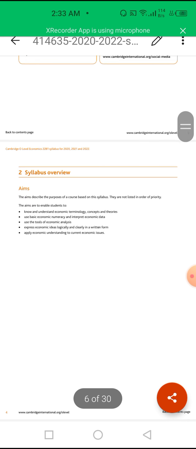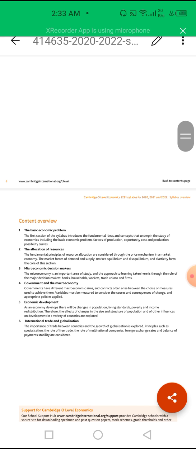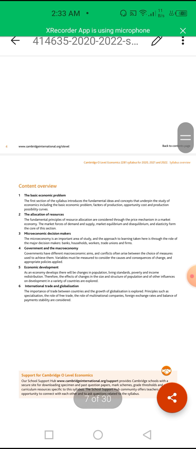Okay, and now if I proceed further, what are the basic things in that? If we go to the content overview, the basic economic problem will be discussed first of all, then the allocation of the resources. These two chapters are the same as your business subject studies have, and then we will move on to the microeconomic decisions. Once we have cleared the microeconomic decisions, this will cover our micro parts. Now we have to move on to the macroeconomy, or macroeconomics.